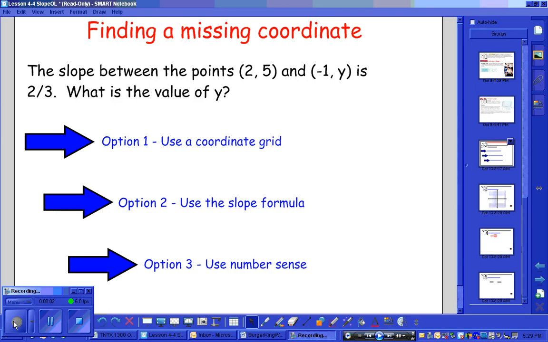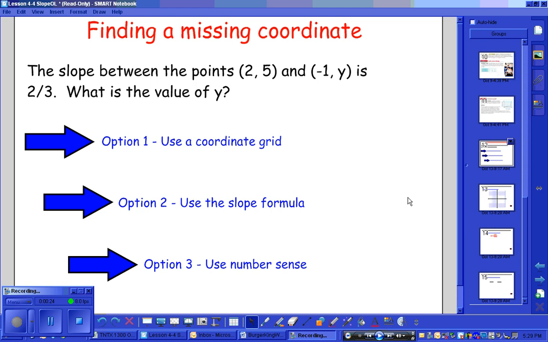In this final section, we'll talk about how you could find a missing coordinate. This is really an extension, so make sure you've really got the other three video clips first. All right, we know that the slope between the 2 points, (2, 5) and (-1, y), is 2/3. We're trying to find the value of this missing coordinate y.